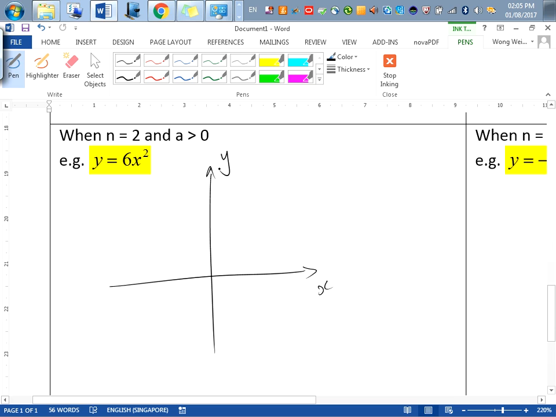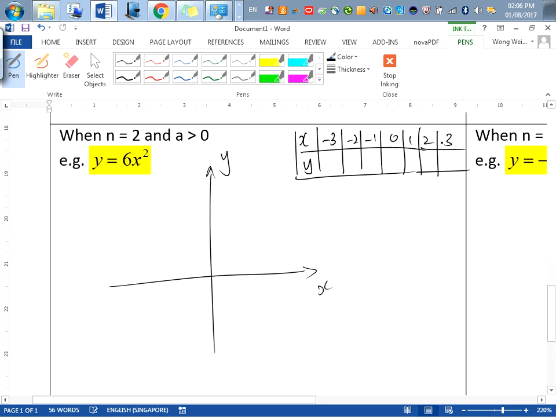Okay, to answer that question, we can plot in some numbers, x and y. Okay, let's try -3, -2, -1, 0, 1, 2, and 3. Can you quickly help me find out what is the value of y when x is equal to -3?